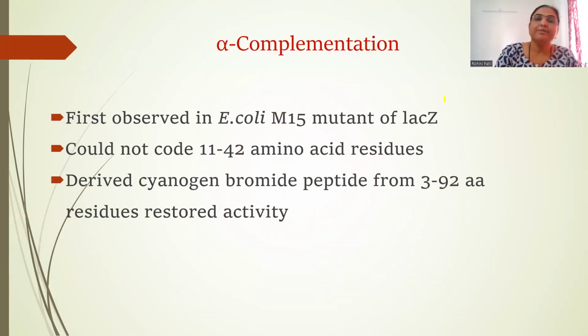Alpha complementation was first observed in the E. coli M15 mutant. It was a mutant for the lacZ gene which was unable to code amino acid residues 11 to 42. But when a cyanogen bromide peptide derived from amino acid residues 3 to 92 of the beta galactosidase was added in vitro, it was observed that the activity of the beta galactosidase was restored.